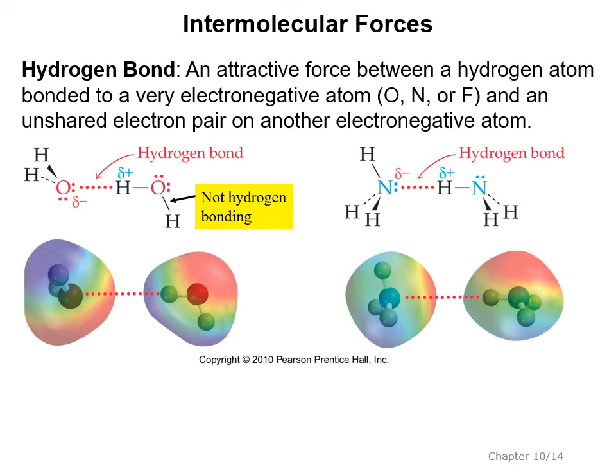Hydrogen bonding is the last type of intermolecular forces between pure substances. It's going to be between a hydrogen atom bonded to a very electronegative element, O, N, or F. I use the phrase H-NOF. So hydrogen has to be directly bonded to either nitrogen, oxygen, or fluorine. So here is an example of a hydrogen bond. Note that this is not a hydrogen bond. This is a covalent bond.